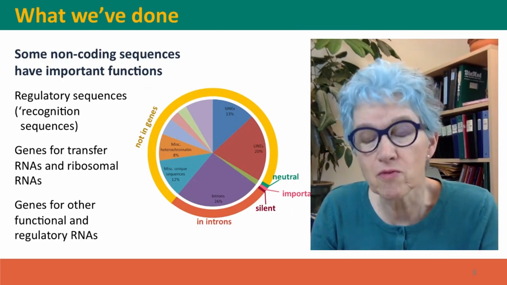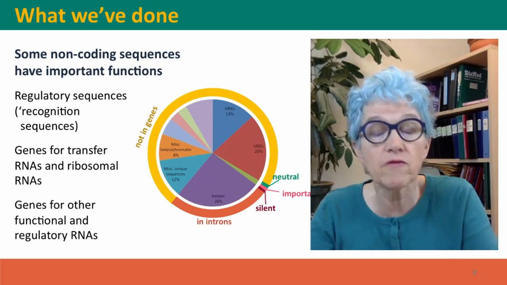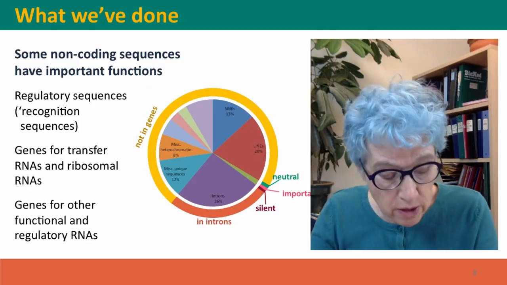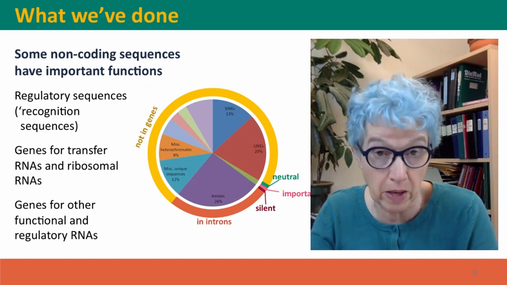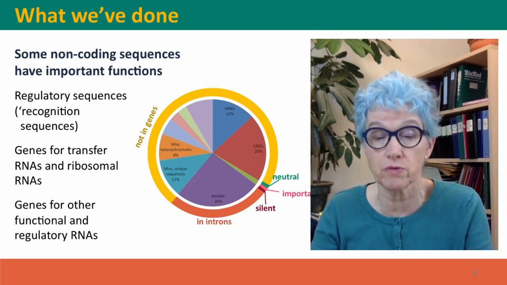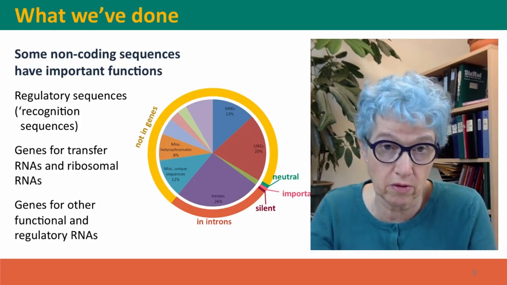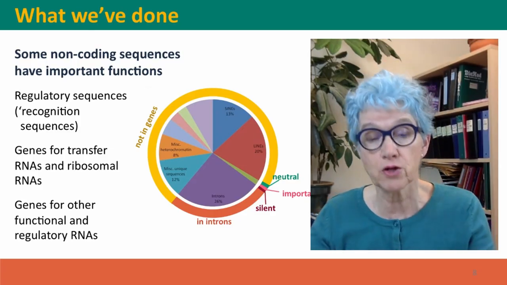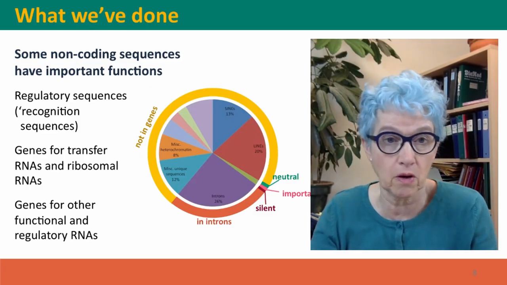Now, we've talked about the important functions that non-coding sequences can have. All of these functions can be changed and destroyed by mutations. So regulatory sequences, recognition sequences in DNA, such as transcription factor binding sites, genes for the transfer RNAs and ribosomal RNAs that function in protein synthesis, and genes for other kinds of functional and regulatory RNAs. Now, this isn't an exhaustive list. There are lots of other sequences that don't code for protein but have important functions in DNA, but we don't have time to talk about all of them.